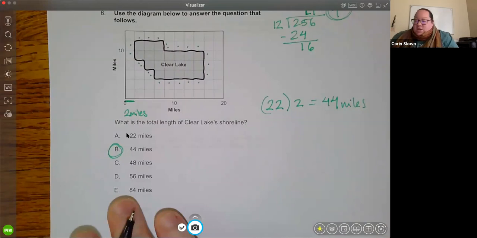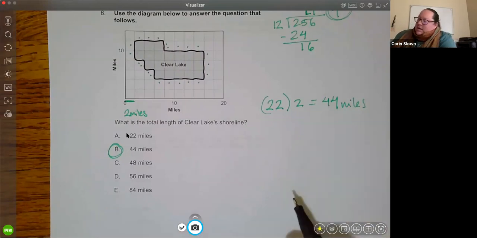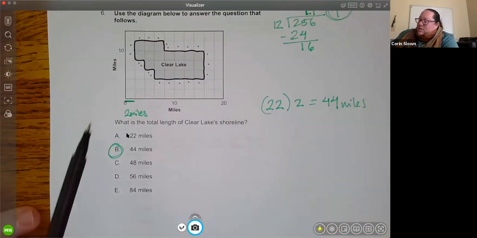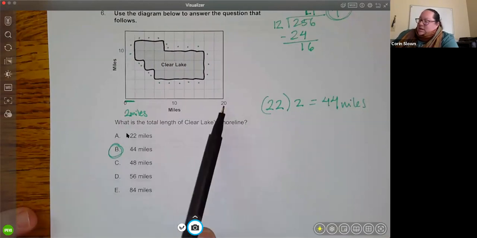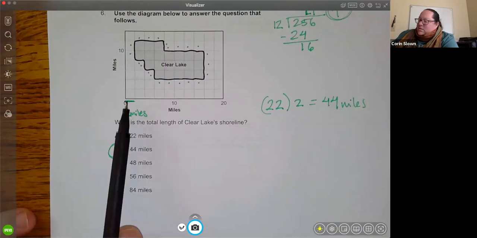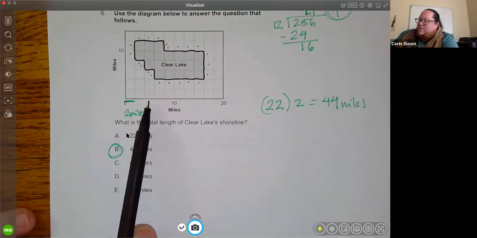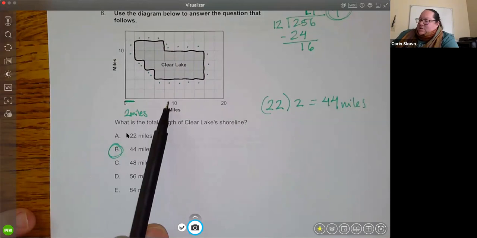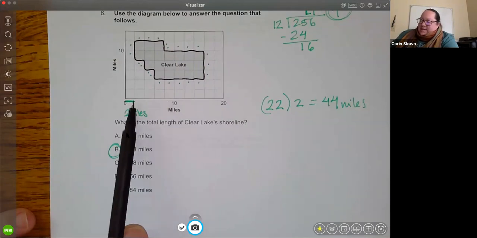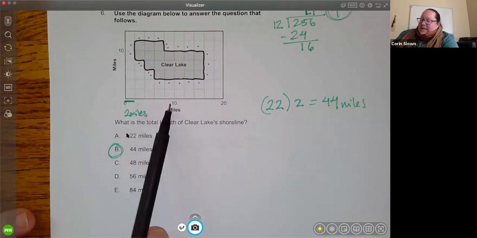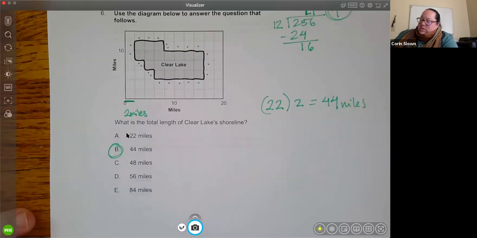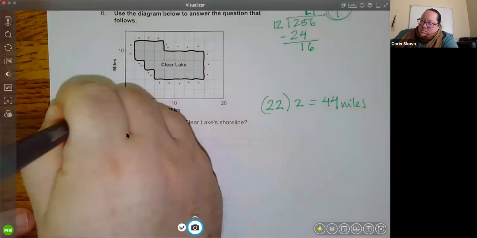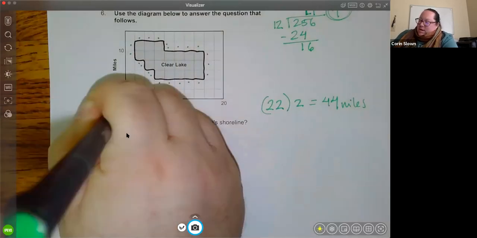Great question. Someone said, how did you get to 2 miles again? If I look at my scale, I'm starting at 0 and it goes to 20. And if I count, I have 1, 2, 3, 4, 5. So each line, if I take 10 divided by 5, each line has to represent 2. That's how I get the scale. So my scale is equal to 2 miles.